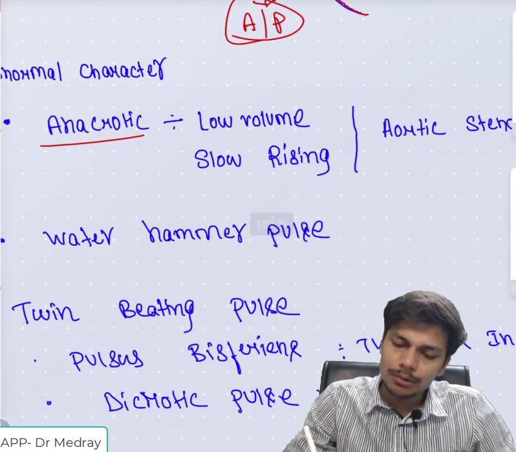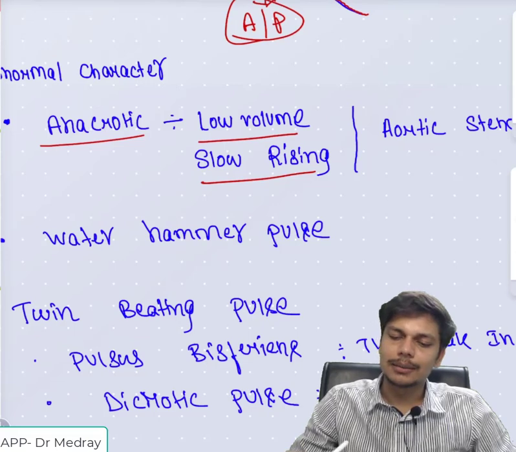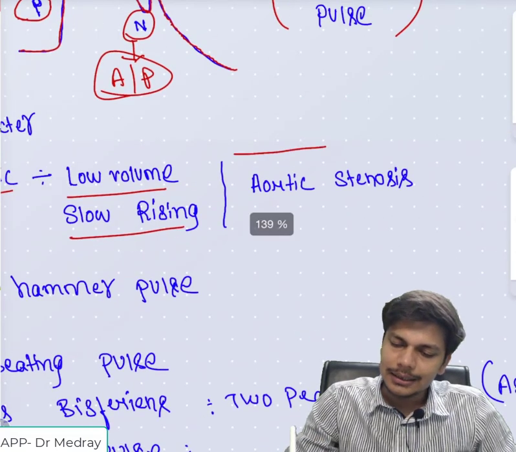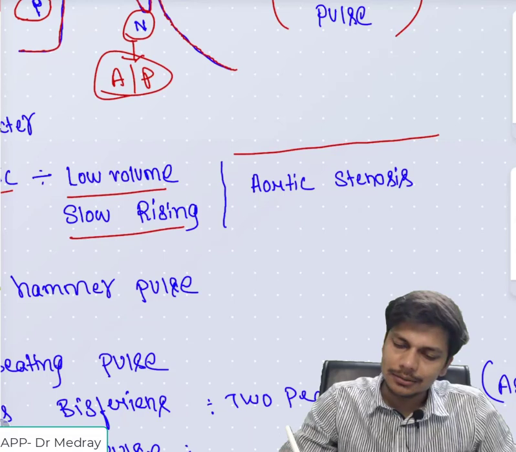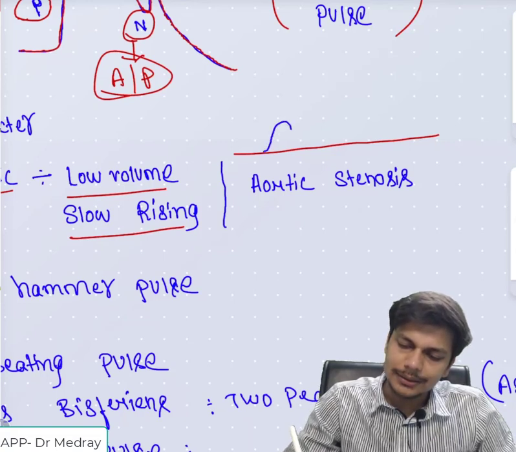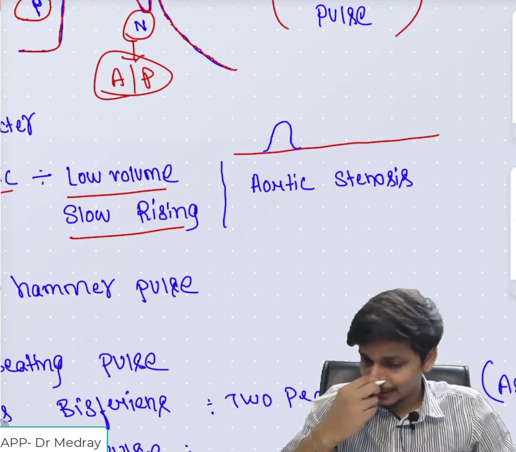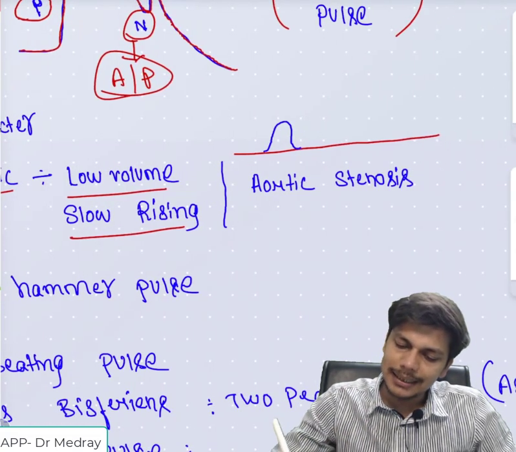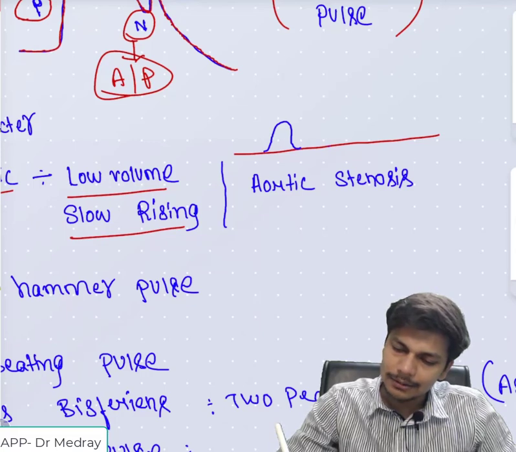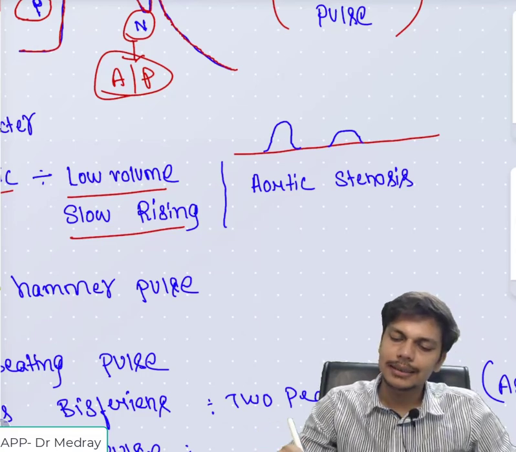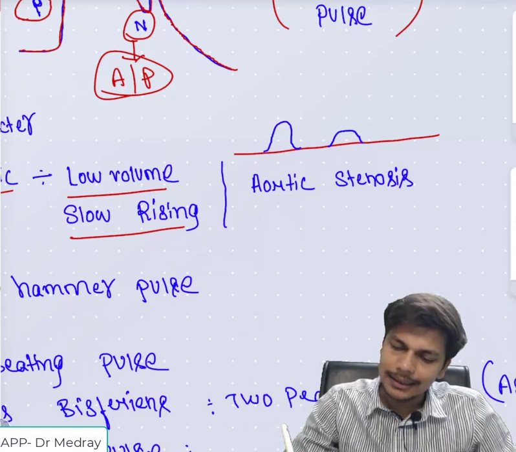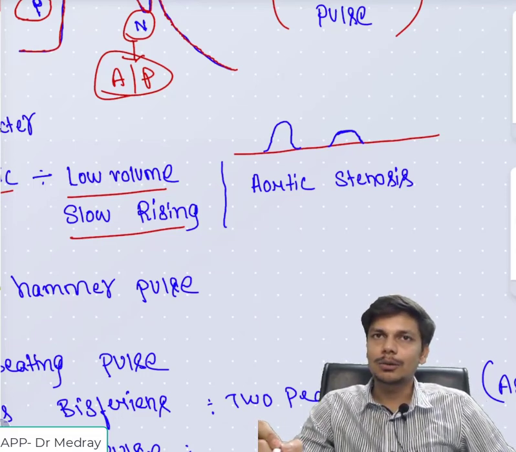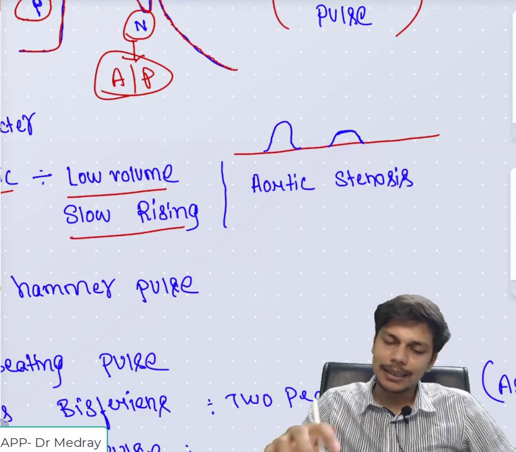It is a low volume pulse with slow rising. Suppose this was your normal pulse, with a percussion wave, tidal wave, the dicrotic notch and dicrotic wave. This anacrotic pulse will be slow rising, and it will be a low volume. So you can see that there is slowness. It will rise slowly and it will fall slowly. This is a slow rising pulse, and it will have a low volume.